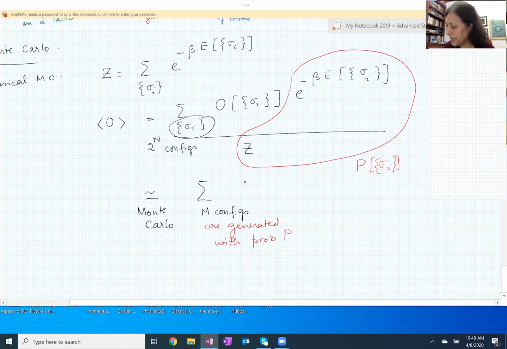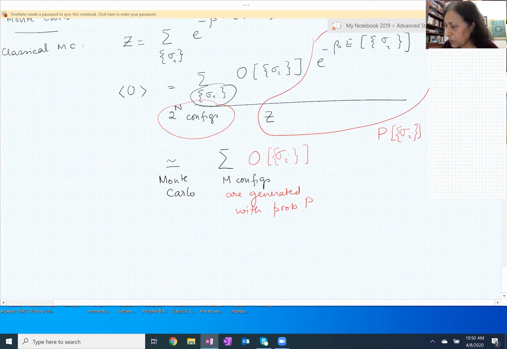But the main point is that you have reduced this sum over all configurations to a sum over just M configurations. M can be a very small number, and that number just tells you what your error bars are. The smaller the error bars you want, the more M configurations you keep. But then you just evaluate your operator in those, let's say, 1,000, 10,000 configurations.